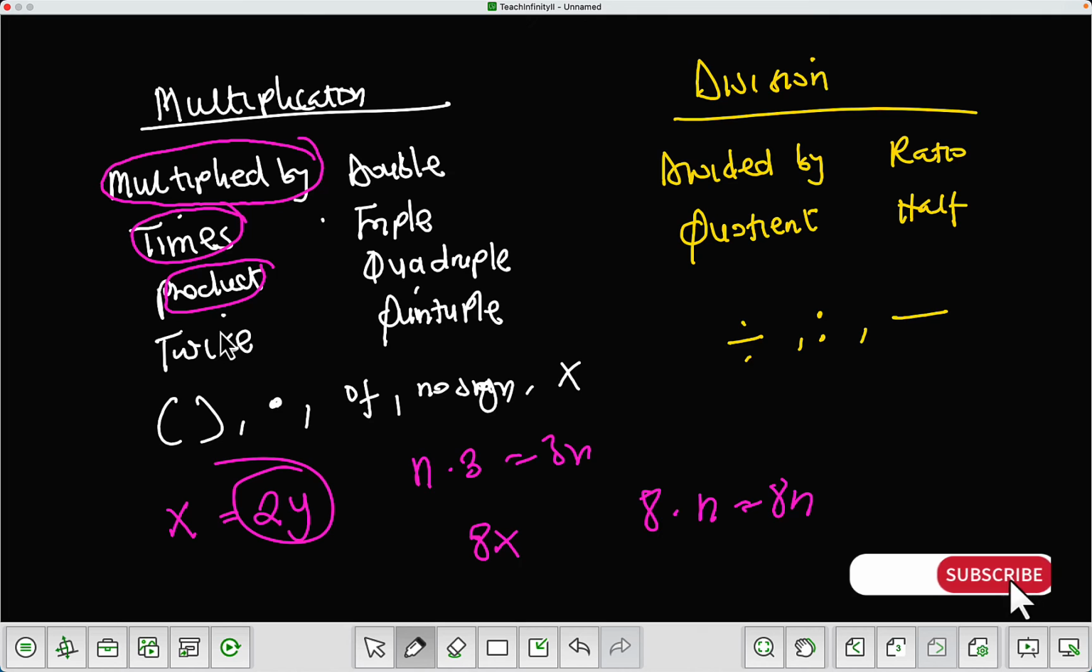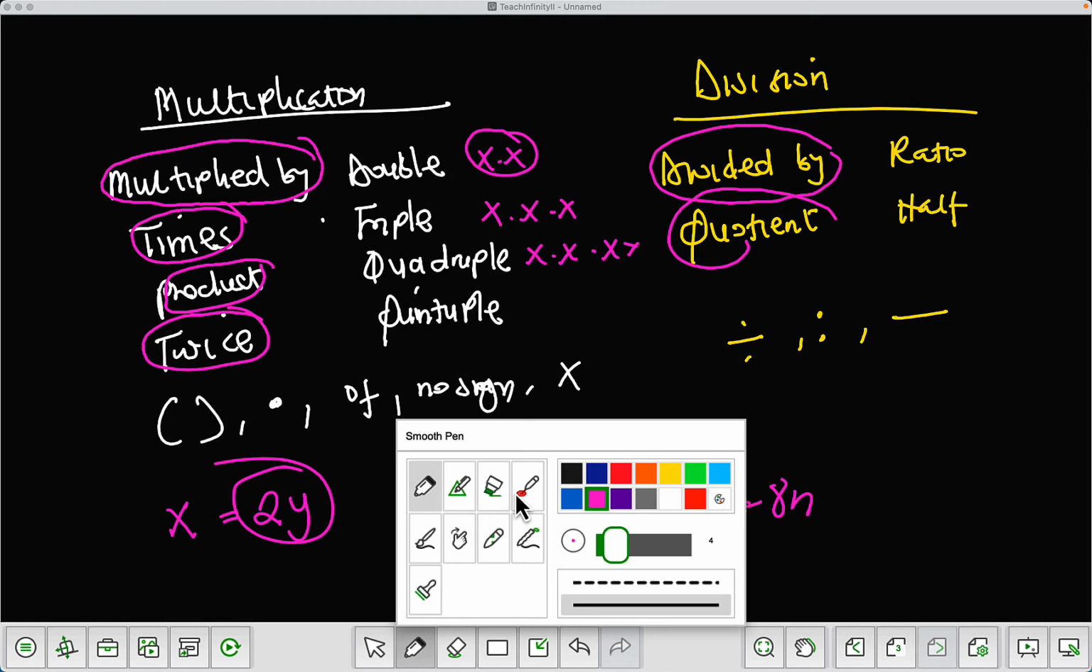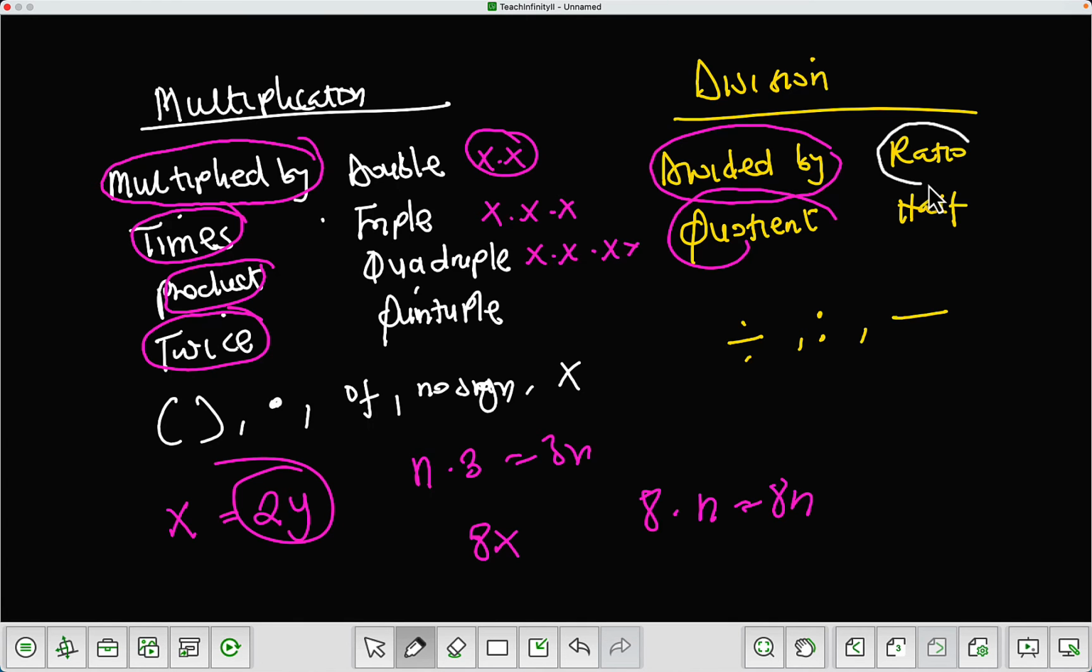The next thing that is also very frequent. Let's look at division. You have divided by, like we have multiplied by, you have quotient. And here I want you to critically take note of ratio. Ratio denotes division. So for instance, 2:3 is the same as 2/3. That's what we mean, right?